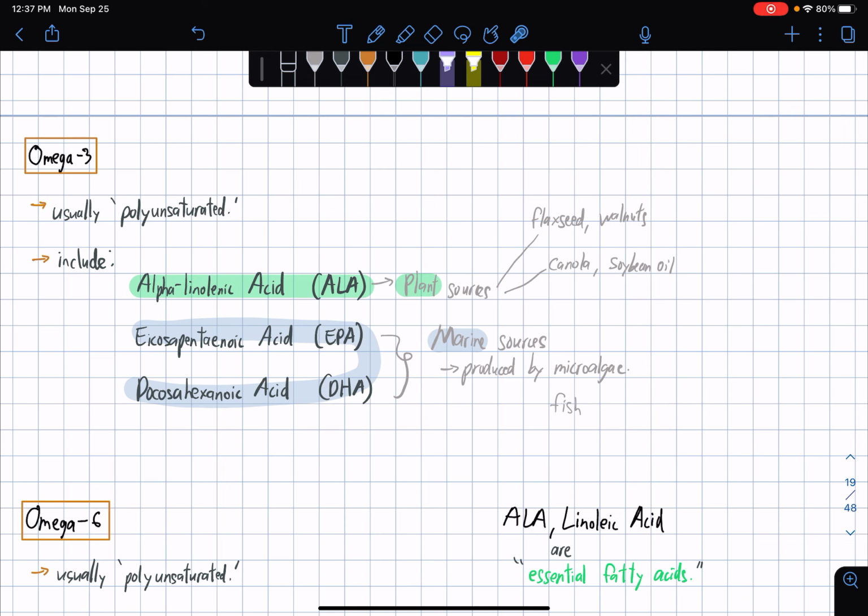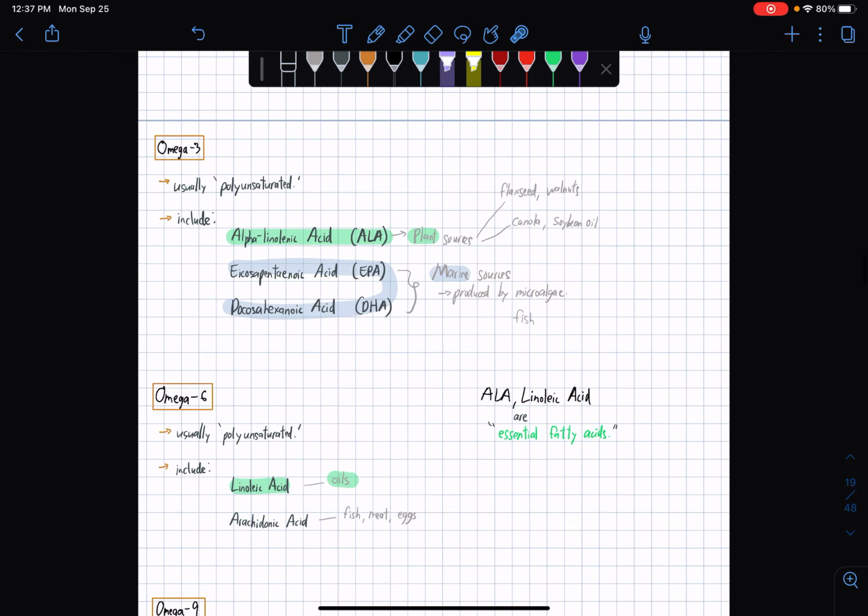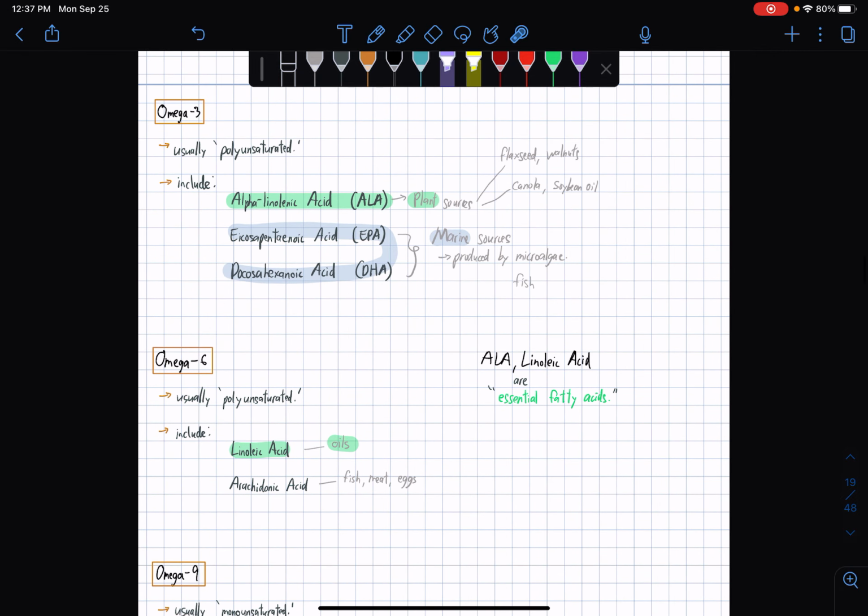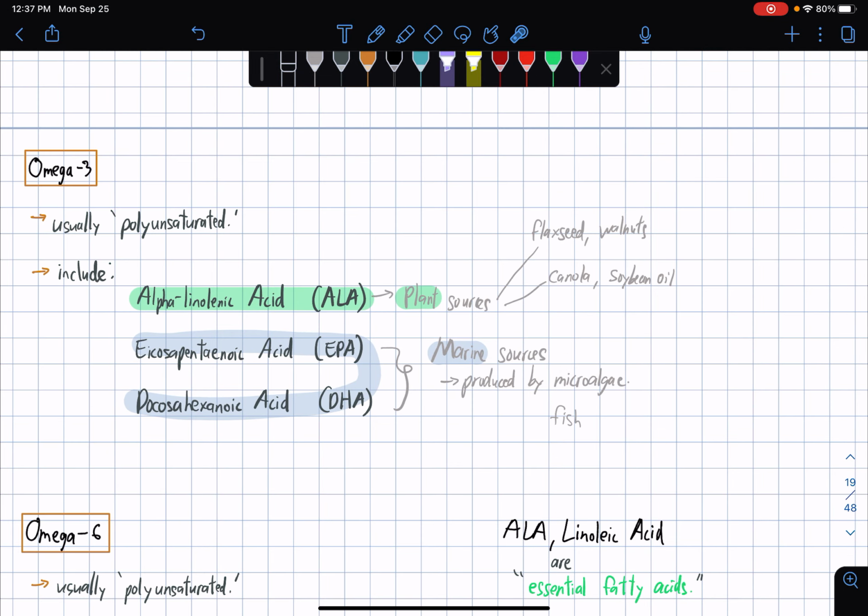So for omega, we'll be mentioning omega-3, 6, and 9. For omega-3, it's usually polyunsaturated. They basically include alpha-linolenic acid, or ALA. Plant sources, you can find these in flax seeds and walnuts, canola, and soybean oil. Secondly, we have icosapentaenoic acid, or EPA, and docosahexaenoic acid, or DHA.